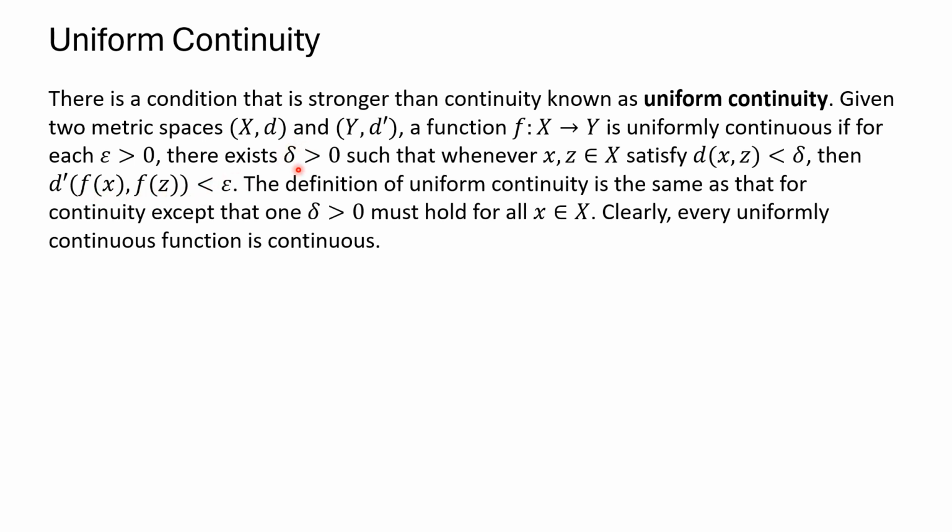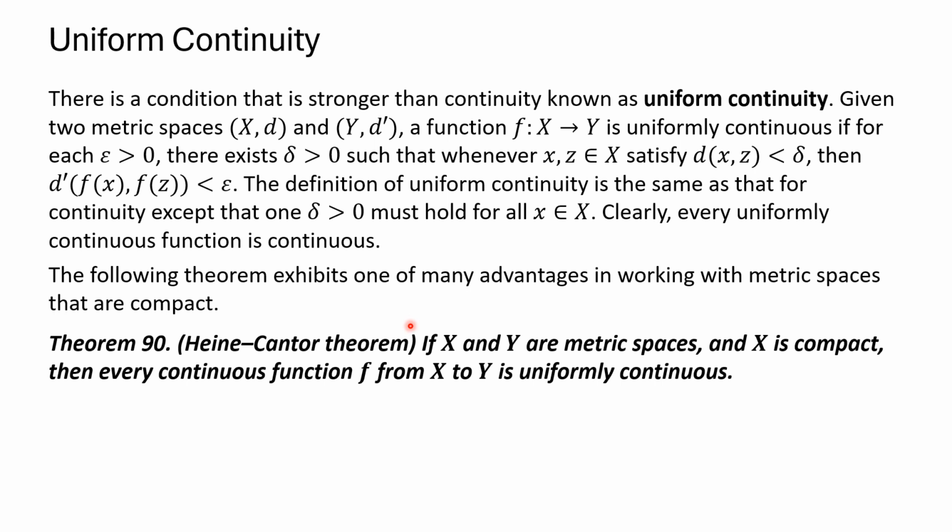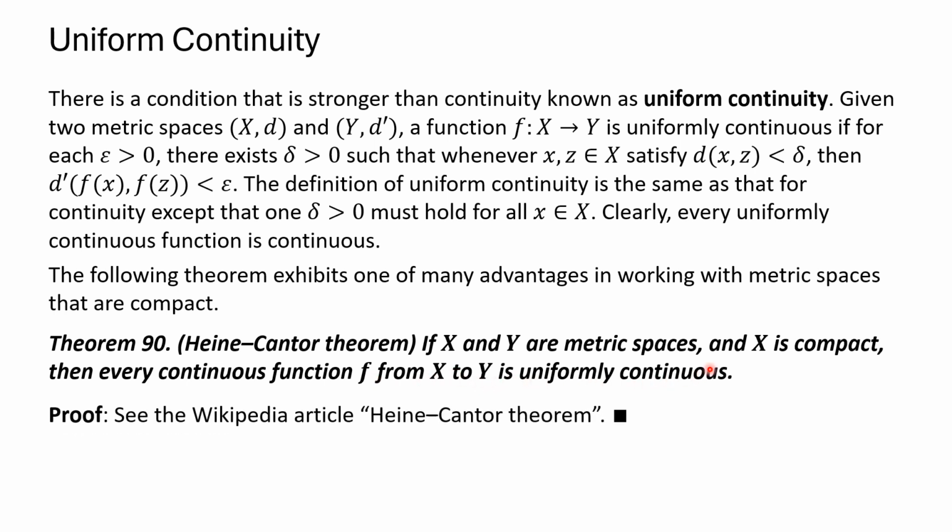So the key thing is your single delta regardless of x and z. That's not the case for regular continuity. We also have this theorem that concerns uniform continuity. If x and y are metric spaces and x is a compact metric space, then every continuous function f from x to y is uniformly continuous. That's known as the Heine-Cantor theorem. On the next slide, I'll give you an example of a function that's not uniformly continuous.